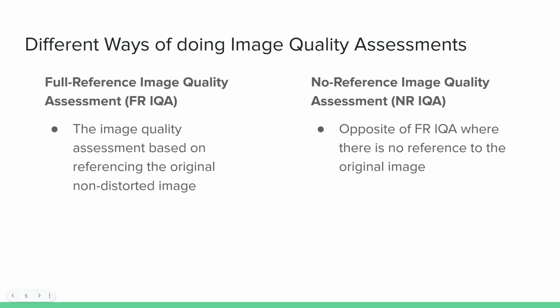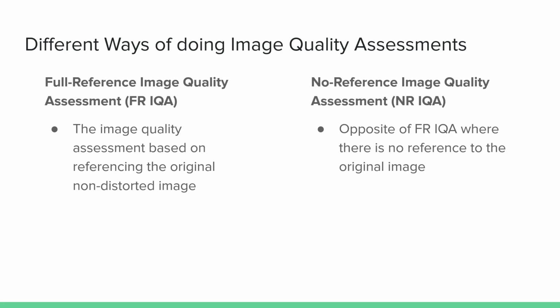While assessing image quality, there are two main ways of doing this. The first one that I'll talk about is full reference image quality assessment. With full reference image quality assessment, the assessment is based on referencing the original non-distorted image. So I want to give a brief example to help explain this better.